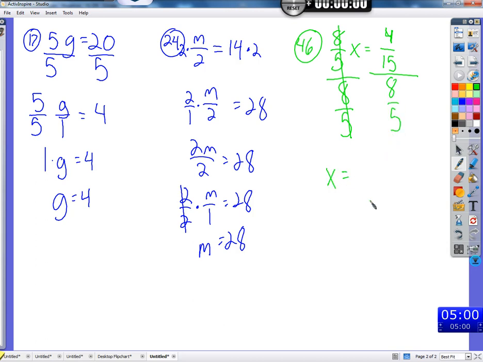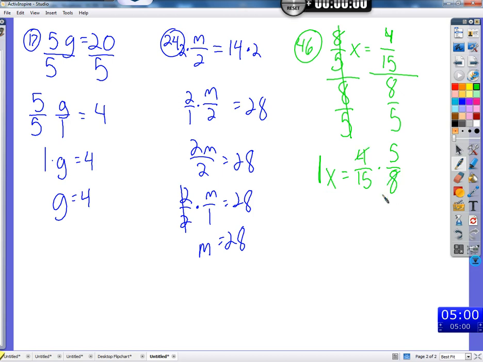Now I have this problem of 4/15 divided by 8/5. How do I divide something by a fraction? Bridger? Multiply by the reciprocal. The reciprocal of what? 8/5, the reciprocal of the thing you're dividing by. Yeah. You're dividing by a fraction, multiply by the reciprocal of that fraction. So take 4/15 and multiply by the reciprocal of 8/5, which is 5/8. On this side, we've got 1 times x. That's great. On this side, we just need to clean it up and figure out what number we're looking at.